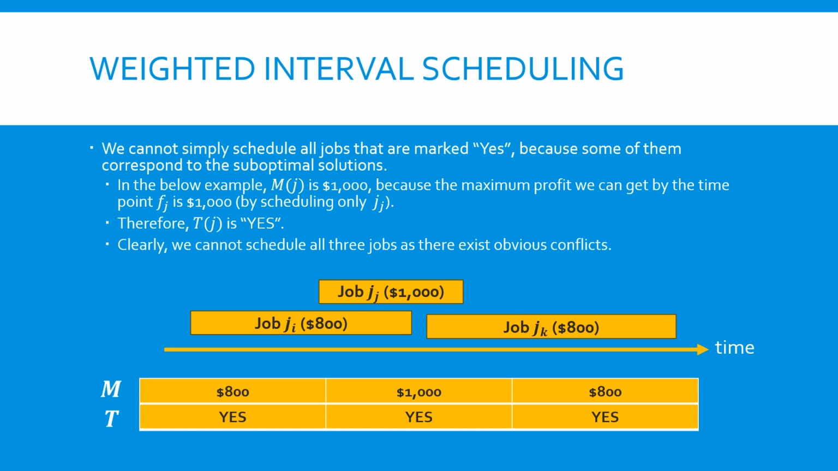However, scheduling J_j does not align with the overall optimal solution of $1,600, which is achieved by scheduling J_i and J_k, but not J_j. As shown in this instance, we cannot simply schedule all jobs that are marked yes. We still need to carefully retrieve the subset of jobs that contribute to the overall optimal solution.